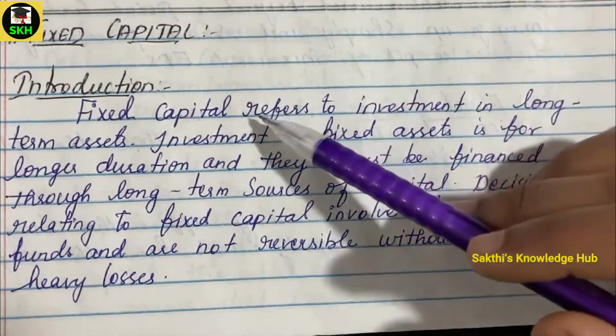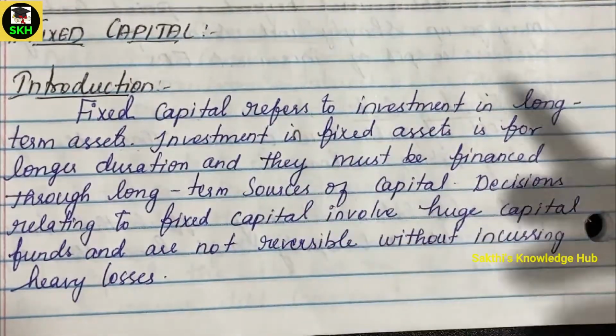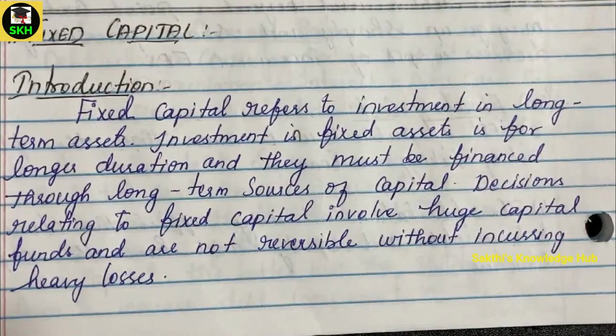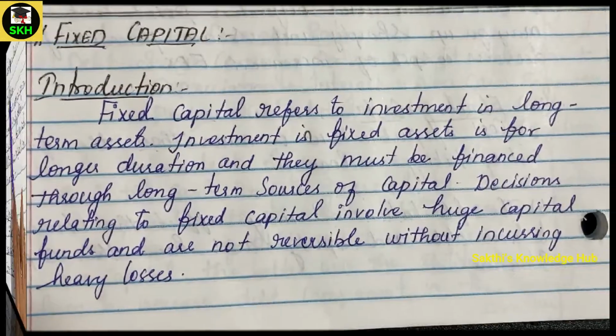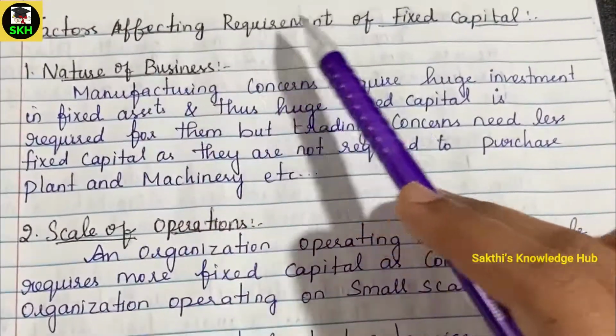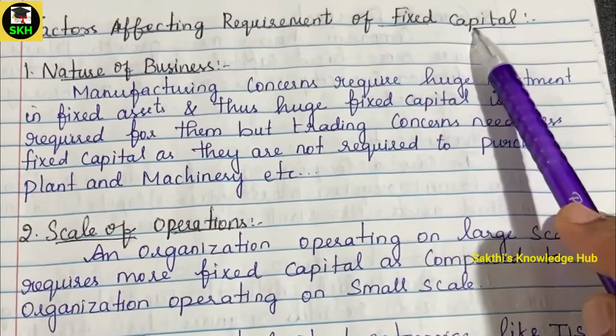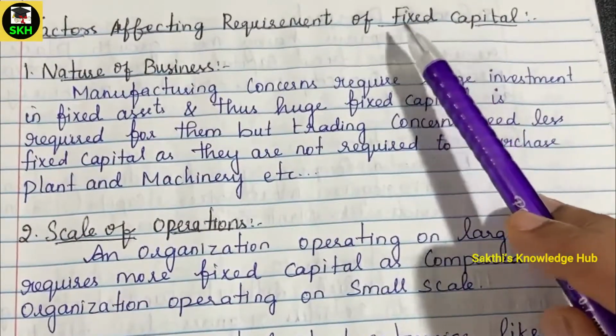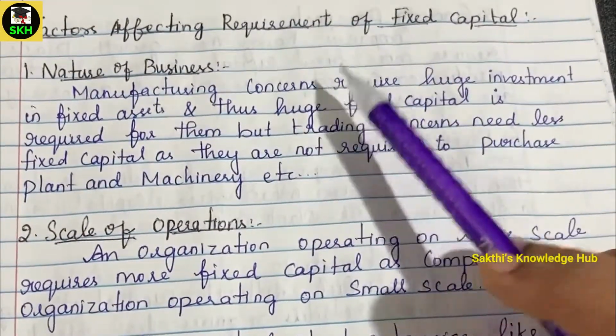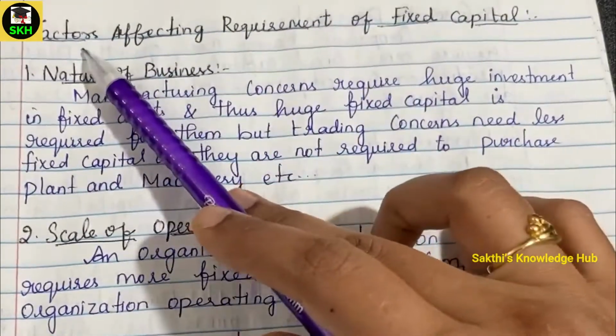And here this fixed capital is playing a very important role in every business. Now we are going to discuss the topic related to fixed capital: the factors affecting the requirement of fixed capital. So we need fixed capital for our business, and that may depend on different situations. That situation is considered as the factors here.